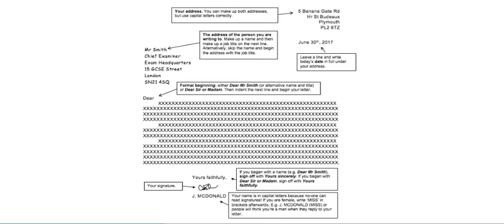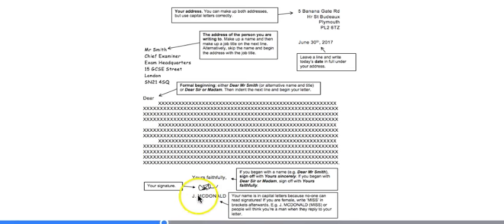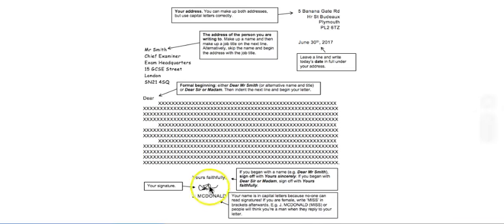And then you'll sign your name, your signature here, and then under your signature you will print your name in capital letters, because nobody's going to be able to read this signature and know who you are. Most signatures are illegible. So you would write something like, J. McDonald, in brackets Miss, if you wanted to make it clear of your gender. So that's how you write a letter.